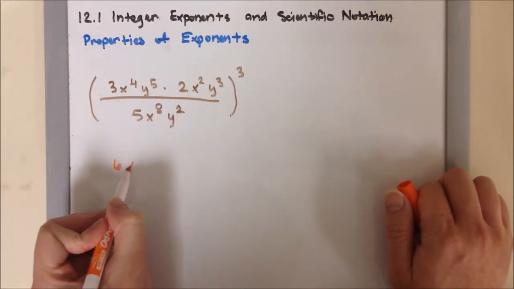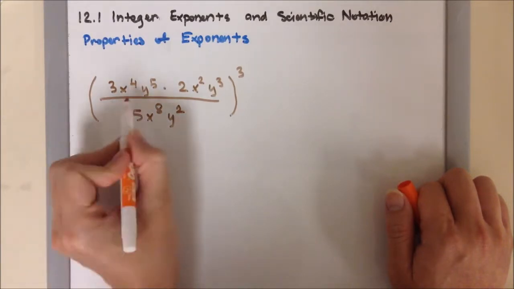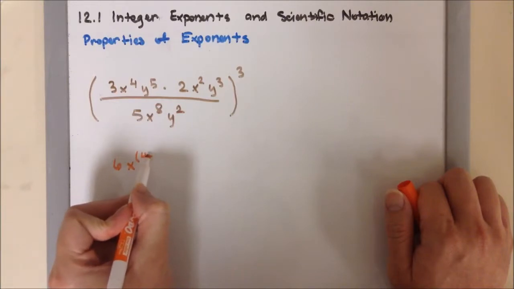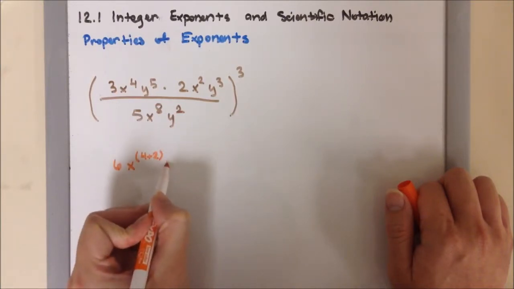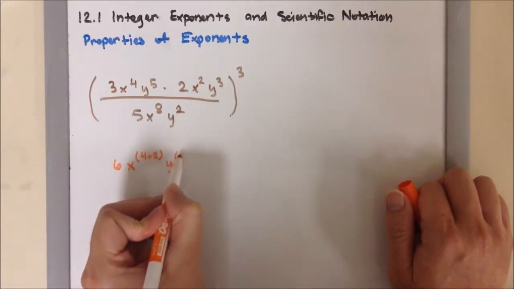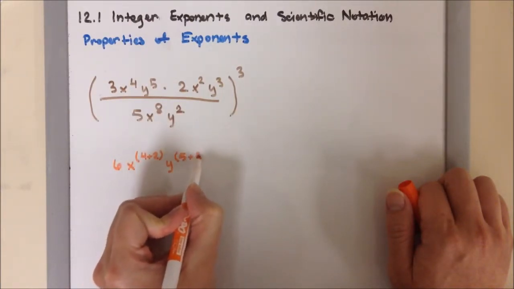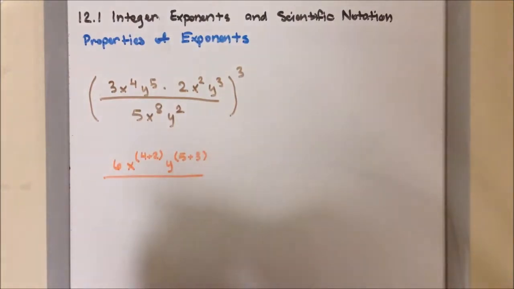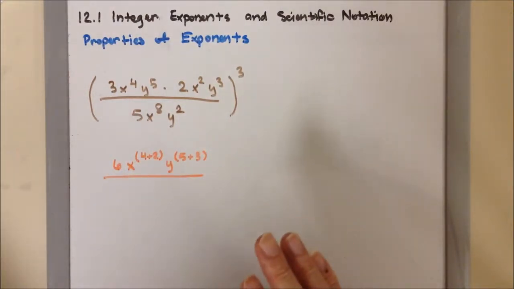Now for the x, since the x's are multiplying, we're going to add the exponents, so 4 plus 2. Same thing with the y. They're multiplying each other, so we're going to add the exponents, so it's going to be 5 plus 3. And then everything else will stay the same because I'm only simplifying the numerator.